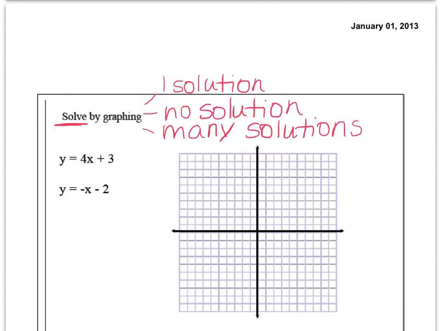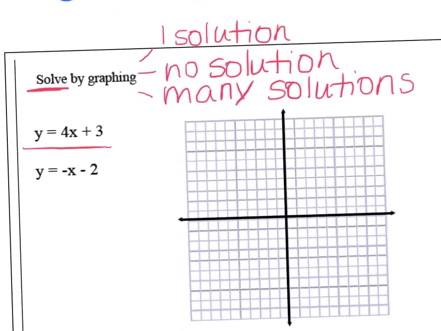I'm going to start with this one. You always want to check to see if it's in y equals mx plus b form. I'm going to put a little star at the top to help you remember: y equals mx plus b. And since this one is, you can go ahead and graph it. I'm going to zoom in a little bit so that I am accurate with it.